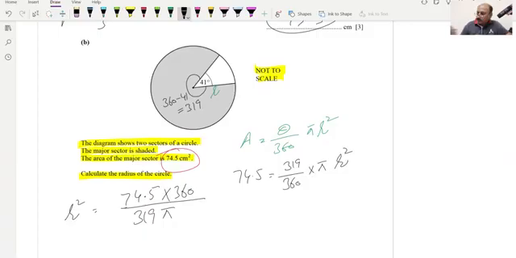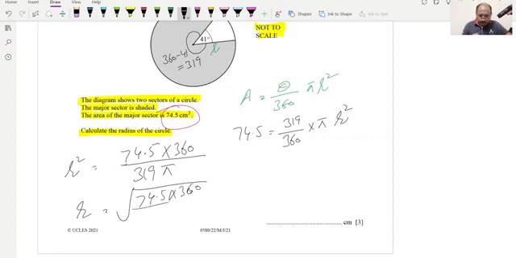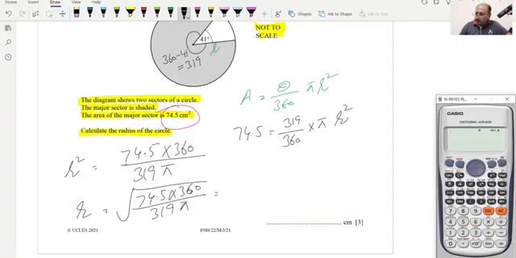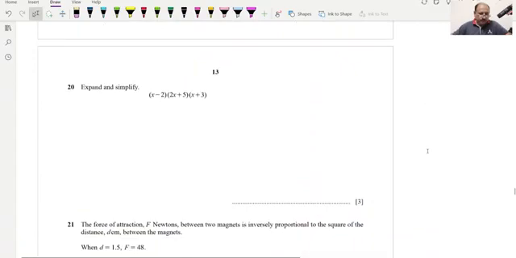This will be r squared, and the r value will be what? We will take the square root of this one: 74.5 into 360 divided by 319 pi, and we can calculate in one go. This will be the fraction 74.5 multiplied by 360 divided by 319 and pi also, and we will get 5.17 up to 3 significant figures. So 5.17 centimeters. 3 mark question. This is done. Hopefully you understood this.